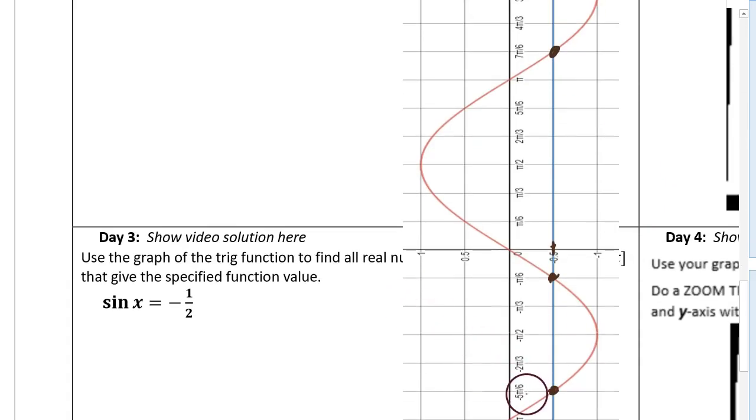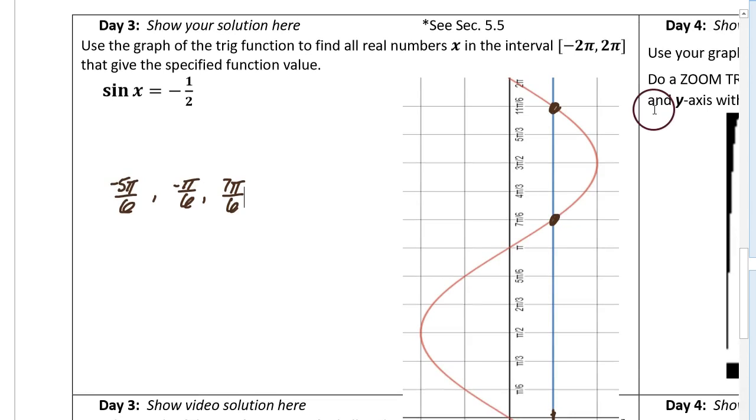This one here at the bottom of the screen is negative 5 pi over 6. This dot right here is negative pi over 6. This dot right here is 7 pi over 6. And scrolling up a little bit, this last dot is 11 pi over 6.